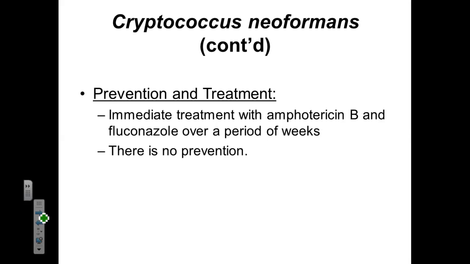Predispose. There we go. Cryptococcus neoformans can be treated with amphotericin B and fluconazole over a period of several weeks, and there is no prevention for this pathogen. It is very ubiquitous in nature.